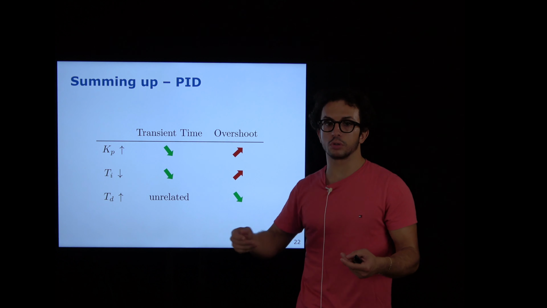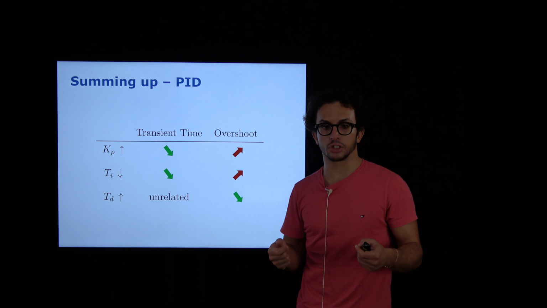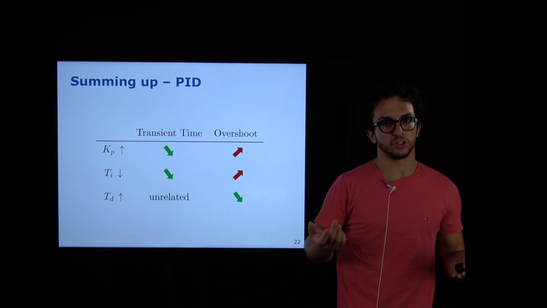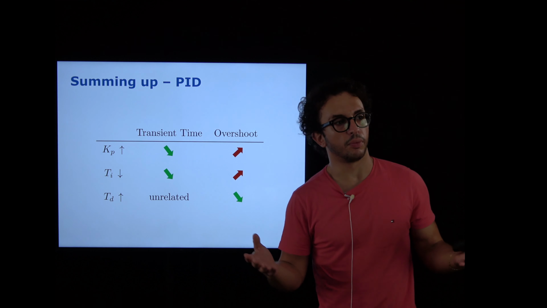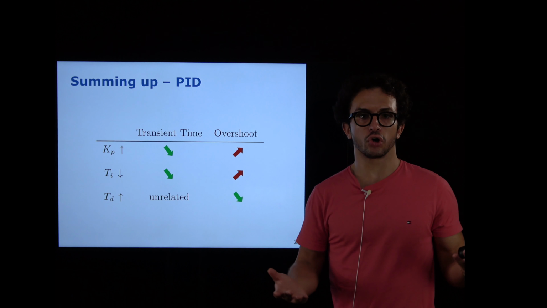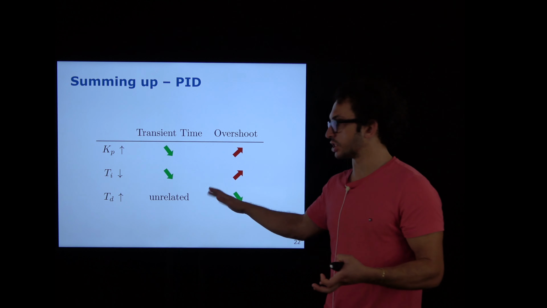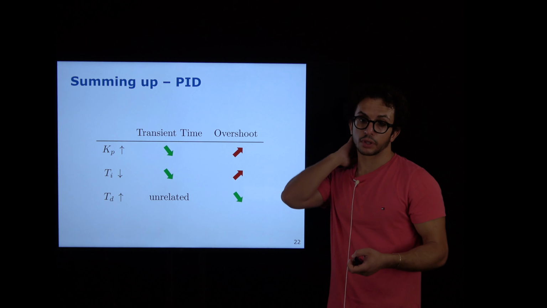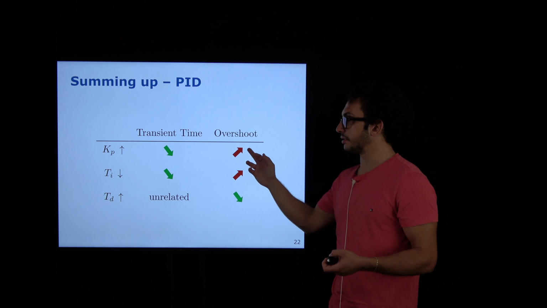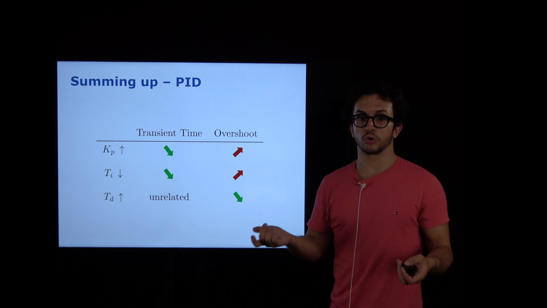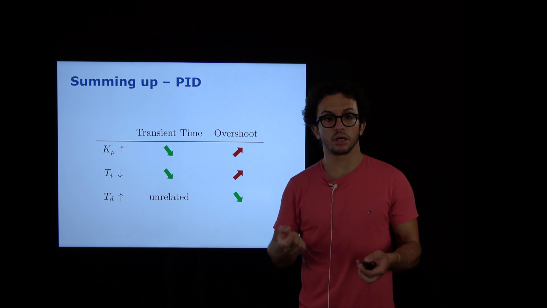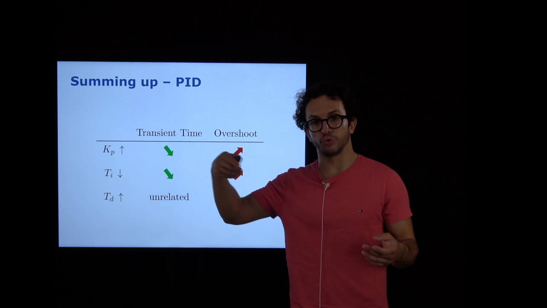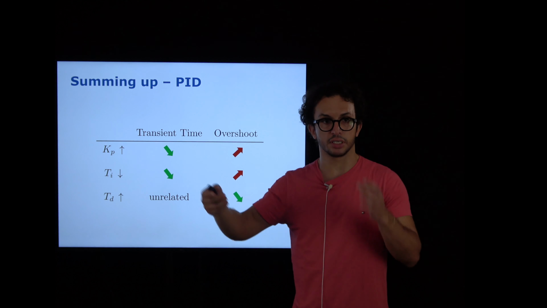Transient is also reduced by the use of the integral action, and the derivative term is not really related to it. So it doesn't really make the transient longer or shorter. It's something just unrelated. On the other hand, there's the overshoot. Well, the overshoot, as we've said, with the proportional controller goes up, because the overshoot is the oscillation before reaching the steady state, whatever it is.